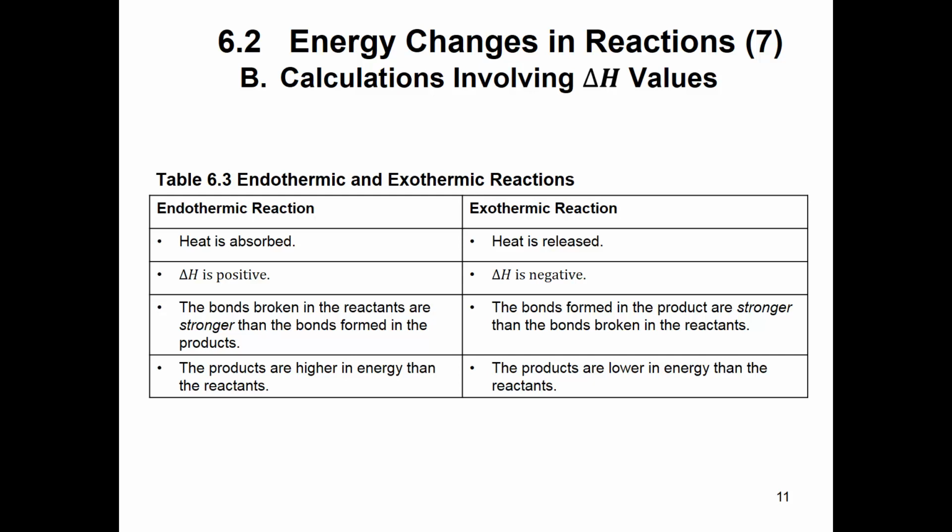So just a summary of energy changes. Just kind of know the difference between these. In an endothermic reaction, you absorb heat. The delta H is positive because you're adding energy to the system. Bonds broken in the reactants are stronger than bonds formed in the products, and the products are higher in energy than the reactants.